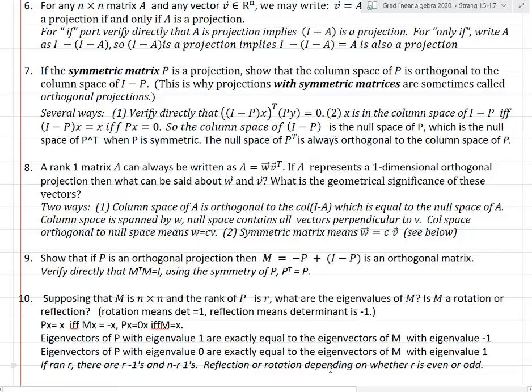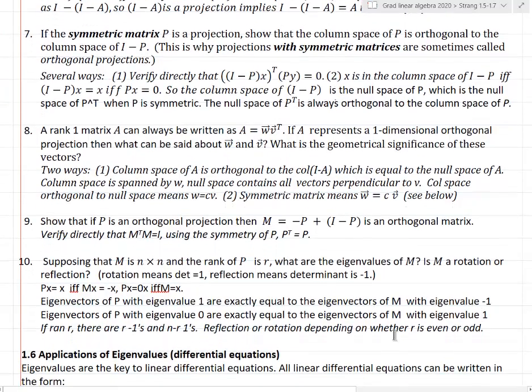Okay. So if you saw in the book, when r was equal to 1, you got a reflection. It's called a Householder reflection. But you can have r being any number, which will give rotations or reflections. Okay, so I'm going to stop the video here. I'll make another video for the next series of problems.